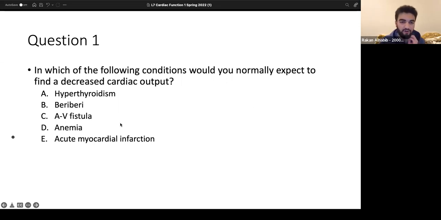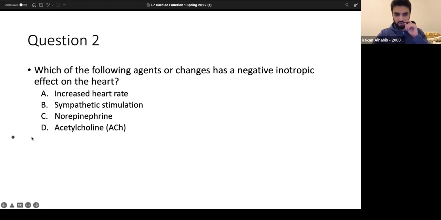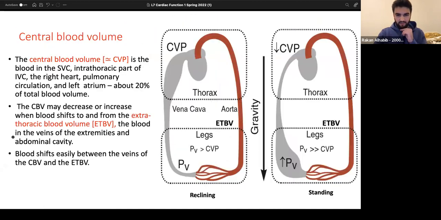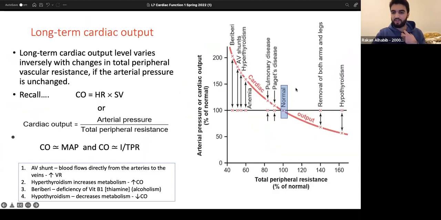Okay, for hyperthyroidism, let me show you again. Here, where is this slide? This one. We said hyperthyroidism will increase cardiac output. Remember, we said that because you have more oxygen demand from the organs, there's going to be higher perfusion, and there's more contractility of the heart. In beriberi, we said there's higher cardiac output.